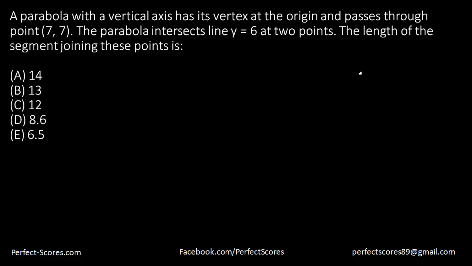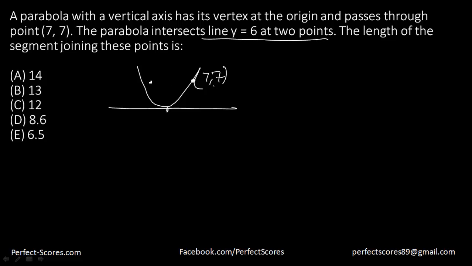Let's try another one. This one says that a parabola with vertical axis has its vertex at the origin. Let's say this is the origin. It has its vertex here, right? And it says that it passes through point 7 comma 7 and it also passes through point 7 comma 7. The parabola intersects the line y is equal to 6 at 2 points. What is y is equal to 6? This is y is equal to 6.